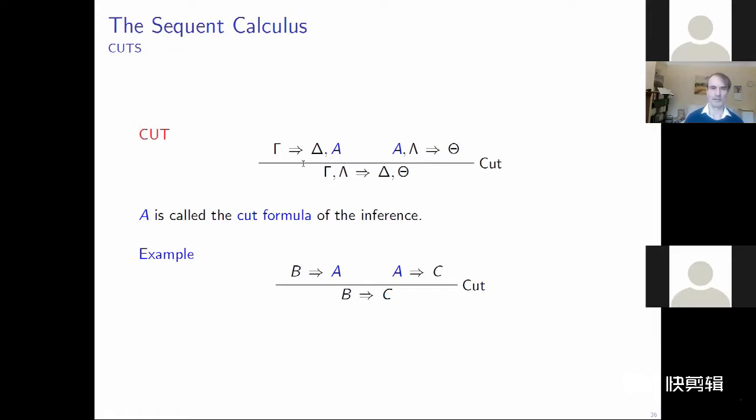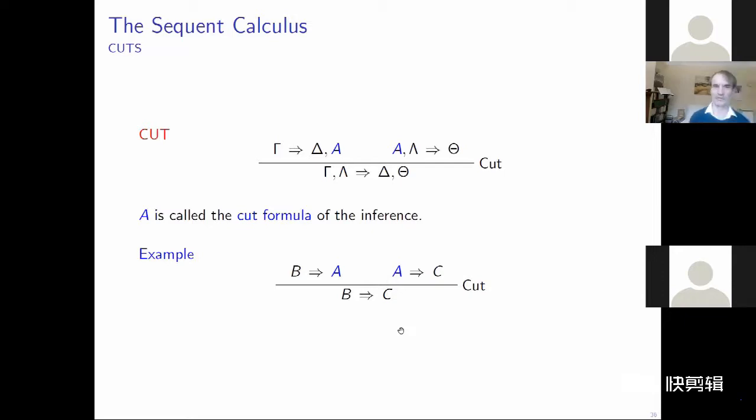In the first one, the formula A appears in the succedent. And in the second one, the formula A appears in the antecedent, and then you can cut it out. So this formula A disappears. This is the conclusion, and in the conclusion, there is no trace of A anymore. So a specific example is this here: from B arrow A and A arrow C, you deduce via cut B arrow C.